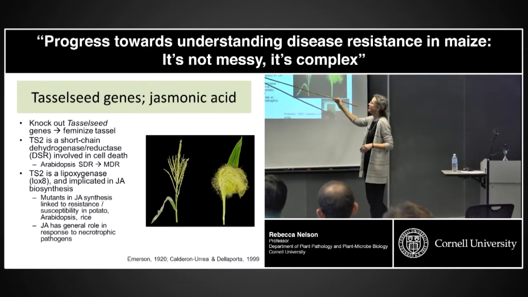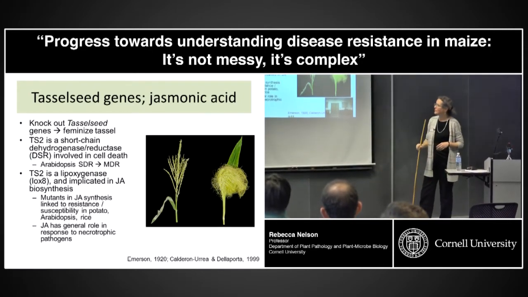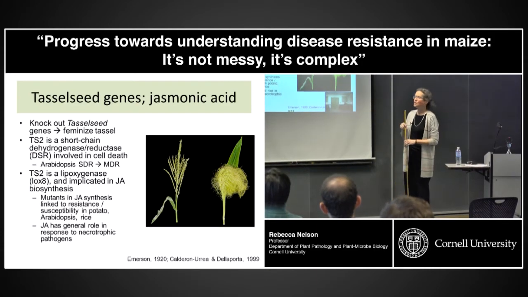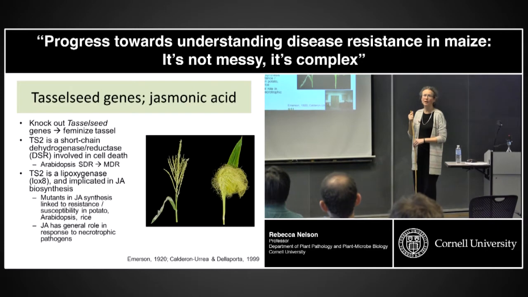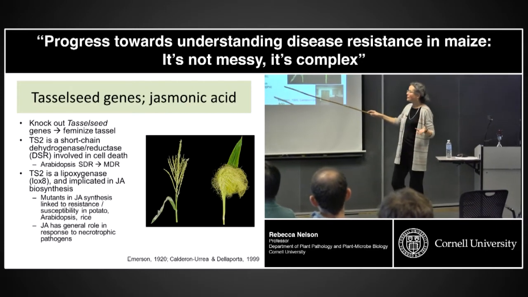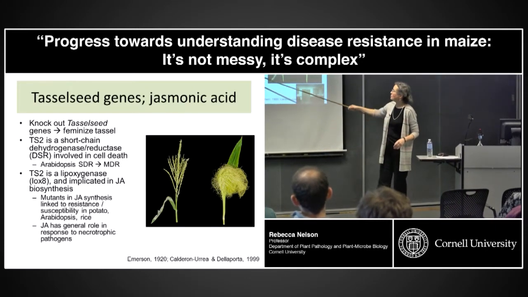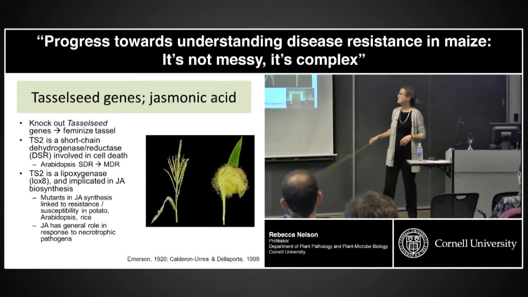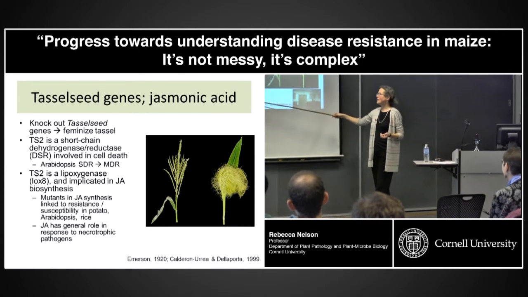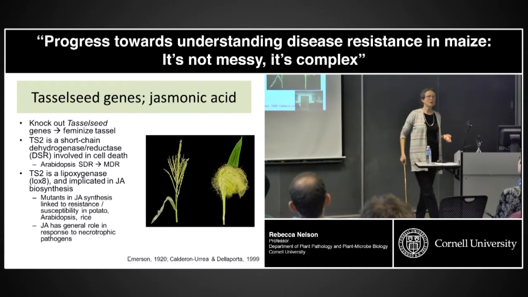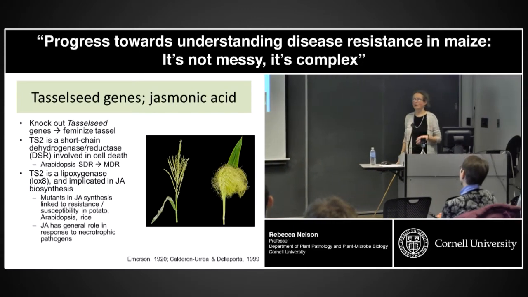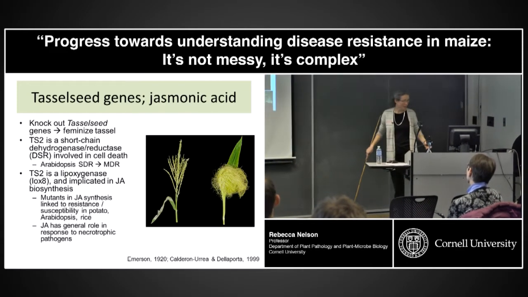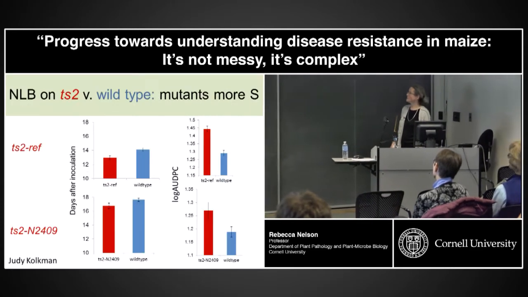Tassel seed 1 is actually a lipoxygenase gene that's involved in synthesizing jasmonic acid. And jasmonic acid has a strong pedigree in terms of being definitely implicated in defense. Mutants in jasmonic acid synthesis have been implicated in defense responses in multiple crops. It has a general role, particularly in defense against necrotrophic and also insect pathogens. So that seems like an attractive pathway that might have something to do with plant defense.